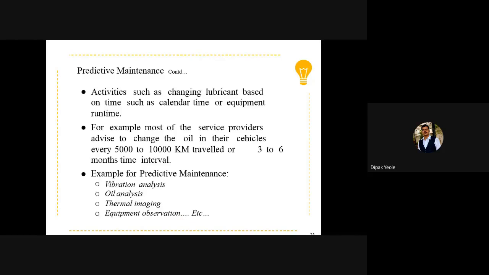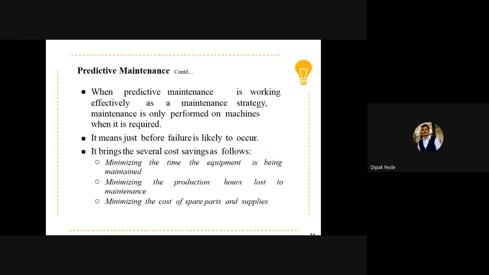Yes, now we will go ahead. What is the next part? So it is continued. So when predictive maintenance is working effectively as a maintenance strategy, maintenance is only performed on machines when it is required. That is the basic thing. Yes, it means just before the failure is likely to occur. Failure होण्याच्या आधी आपल्याला प्रेडिक्ट करता आलं पाहिजे. So that is the meaning of this, and it brings several cost savings as follows.